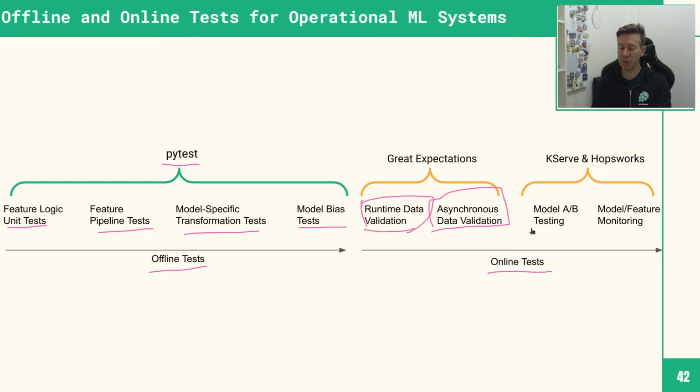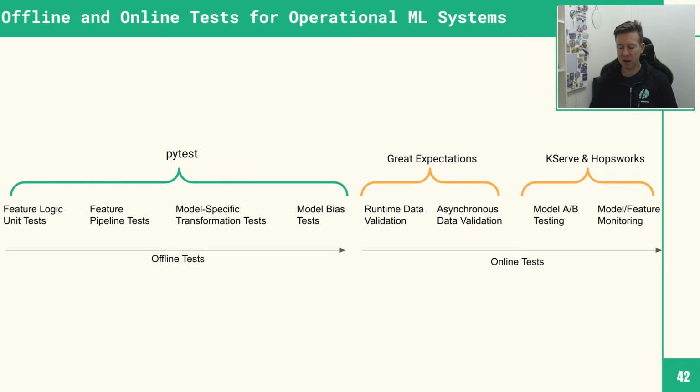And then when our models are being served, we can do gradual rollouts with A/B testing, and we can also monitor the features and the predictions. In this case, we can use KServe for the A/B testing, and Hopsworks can help us. We can store our prediction logs and even our outcomes in Hopsworks, and we looked at how we did that in feature groups in the first lab. And from there, we can monitor the predictions and the features for any anomalies that may arise.